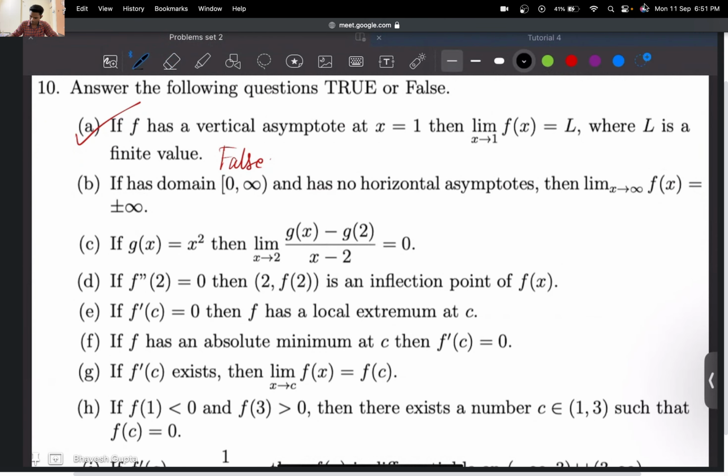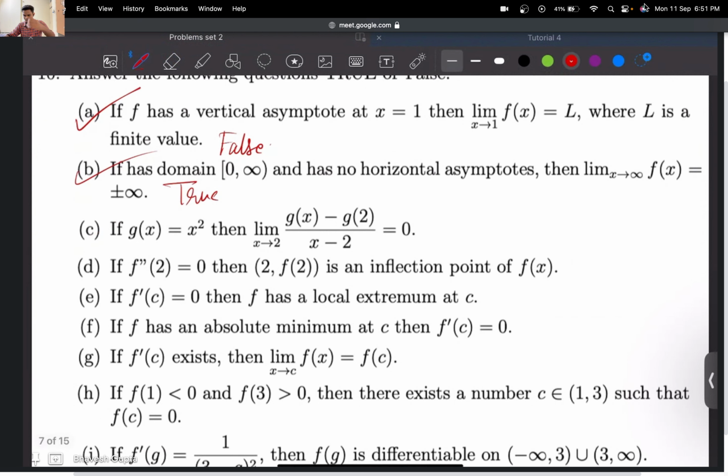So that's true over here. But this question actually teaches you the concept. Now the next question is g of x equal to x square, then is this true? We just want to check.